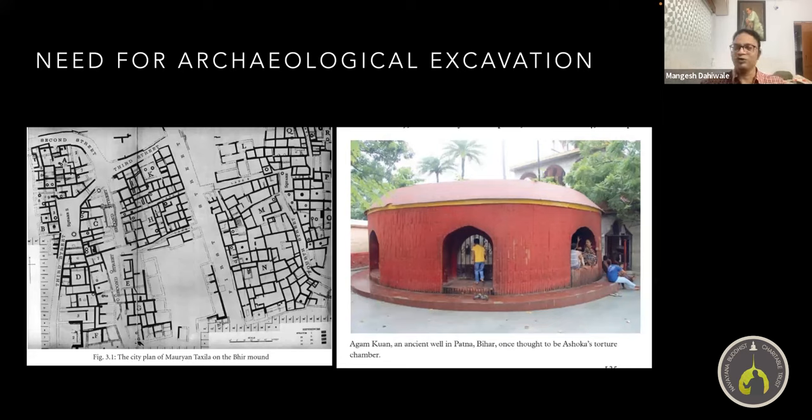And how the geography was shifted from the Ashokan geography to the present geography is a very interesting process that we are going to look at. This is a well which, according to legend, before Ashoka became a Buddhist, he used to put people in. It is called the Hell of Ashoka. It's in Patna. We don't know the veracity of that, but these are some of the things that are propping up.